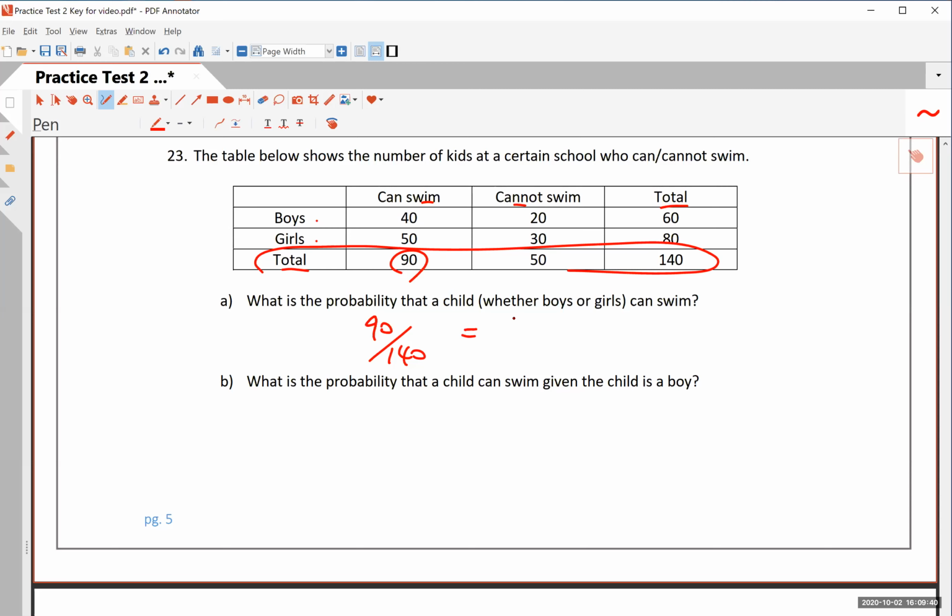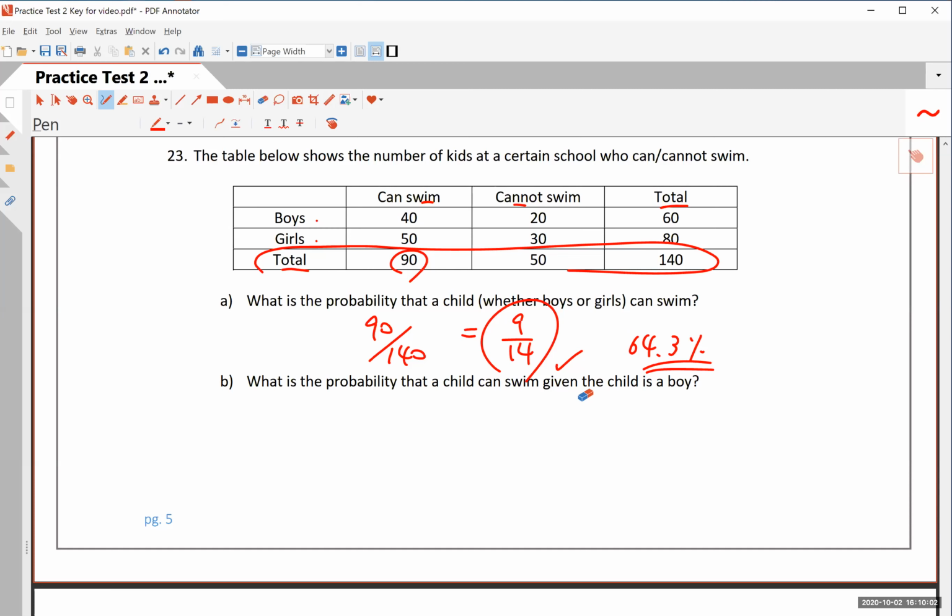So this is 9 out of 14. That is your answer. You can also do 9 divided by 14. That's like 64.3%. But you don't have to have this calculated. I would fully accept this. That would give you full credit. In fact, in a sense, this is better, okay? Because this is just an approximation. All right.